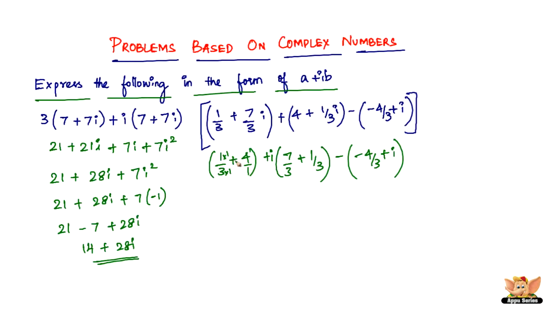This is going to be into 1, this is going to be into 1. I'm not going to go too much into these basic steps. So this is going to be into 3. So 4 times 3 is 12, 12 plus 1 is 13. So it's going to be 13 by 3 plus 7 by 3 plus 1 by 3i. Since the denominators are the same, it's going to be 8 by 3 i.